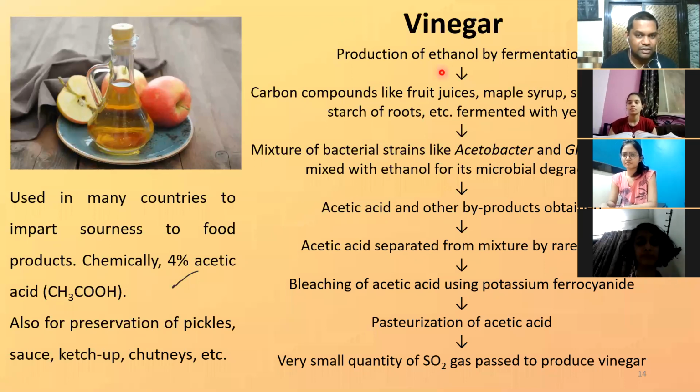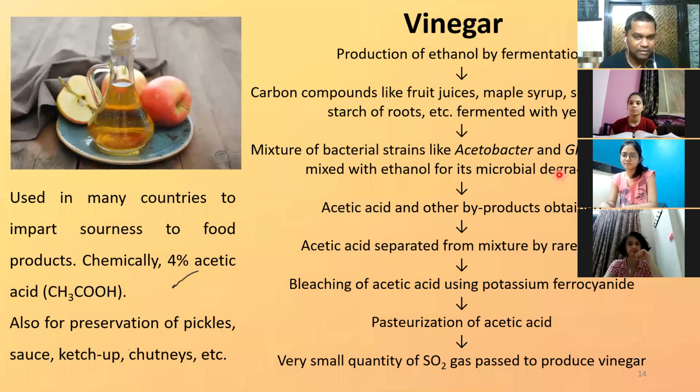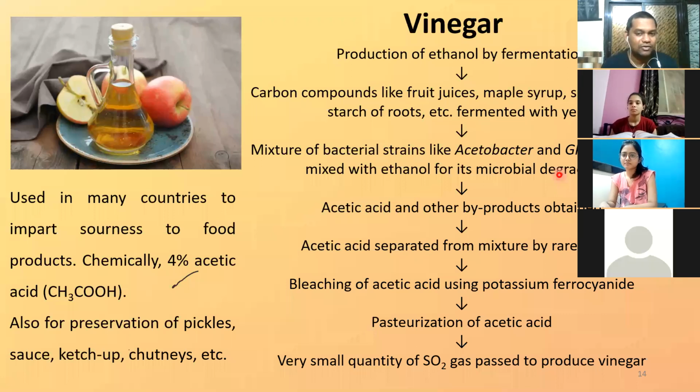So when that ethanol or the ethyl alcohol is produced, that mixture you're treating with bacterial strains, okay, like Acetobacter or Glucanobacter. So when you're treating with Acetobacter and Glucanobacter with ethanol, further microbial degradation will take place. You will get acetic acid along with other byproducts. You don't require the byproducts. You require only acetic acid. So that acetic acid has to be first separated out. Process को बोलते हैं rarefaction.